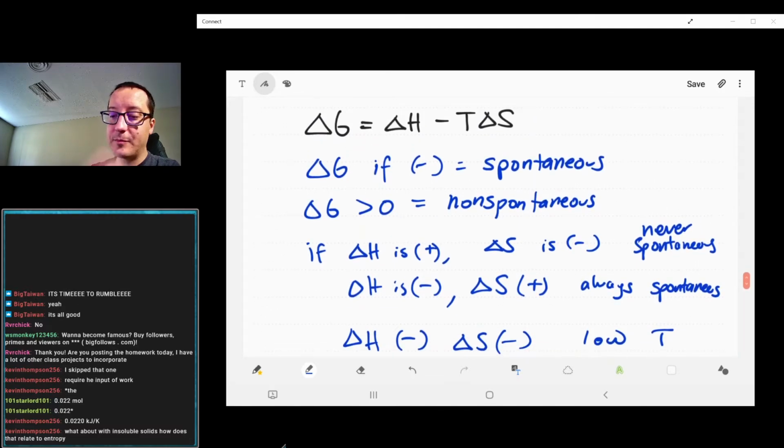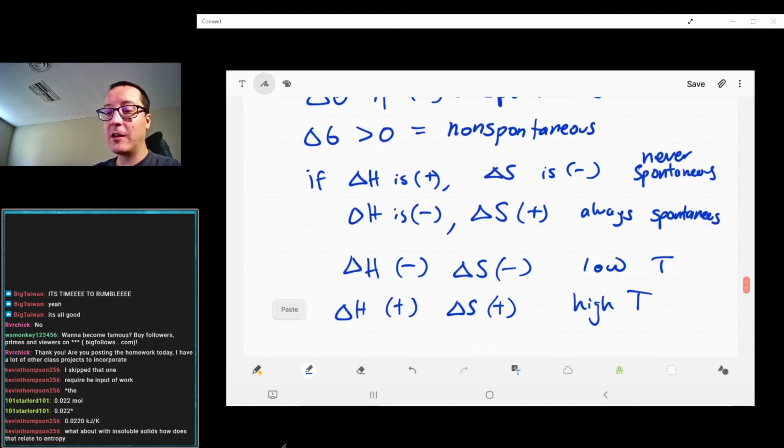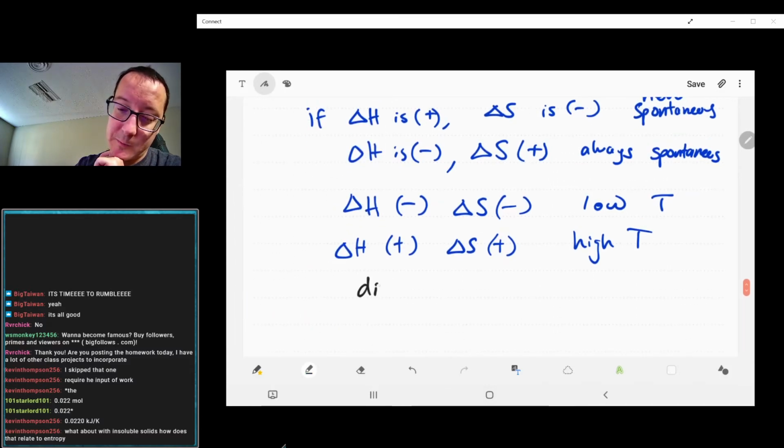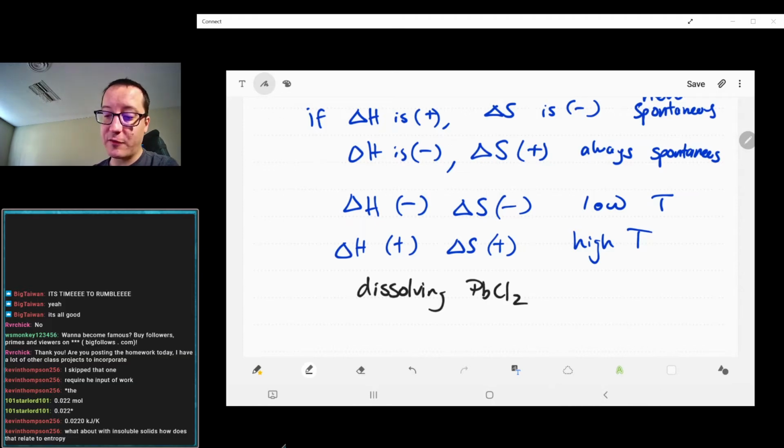So this is something we'll cover, not today, but that'll show you why we can have processes that are endothermic, like dissolving. Something like dissolving lead chloride would fit this last scenario, where dissolving the solids is better at high temperatures. So we see that lead chloride would be much more soluble in boiling water than it would be in cold water. And most solutes do this as well.